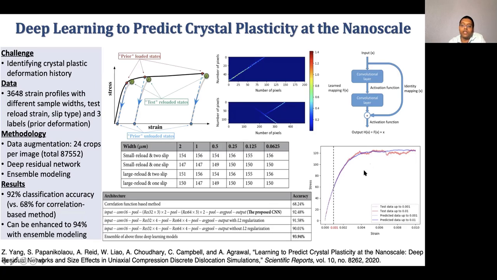Another feature that we found of this model was that we could use it to predict stress strain curves. Here you see the blue curve is the predicted stress strain curve of a test data point, which was not included in the training set, of course. And the red is the actual stress strain curve for that.